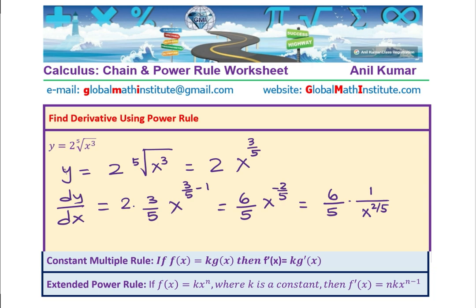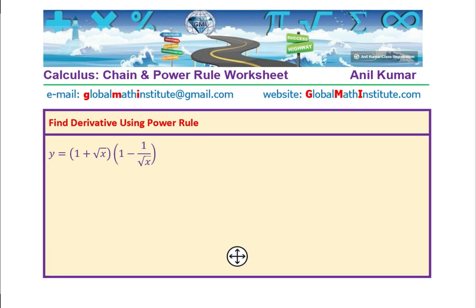So many times you would also write this as dy dx as equal to 6 over 5, and this is fifth root of x square, right? So fifth root of x square. Makes sense? So that becomes your answer, right? So either way, you could have written your answer. Perfect. Let's move on and take the last question now.